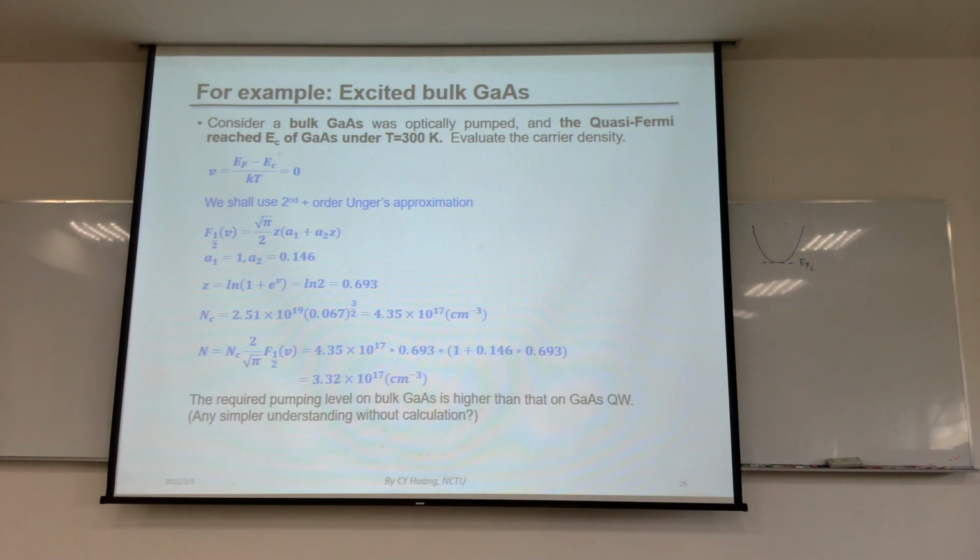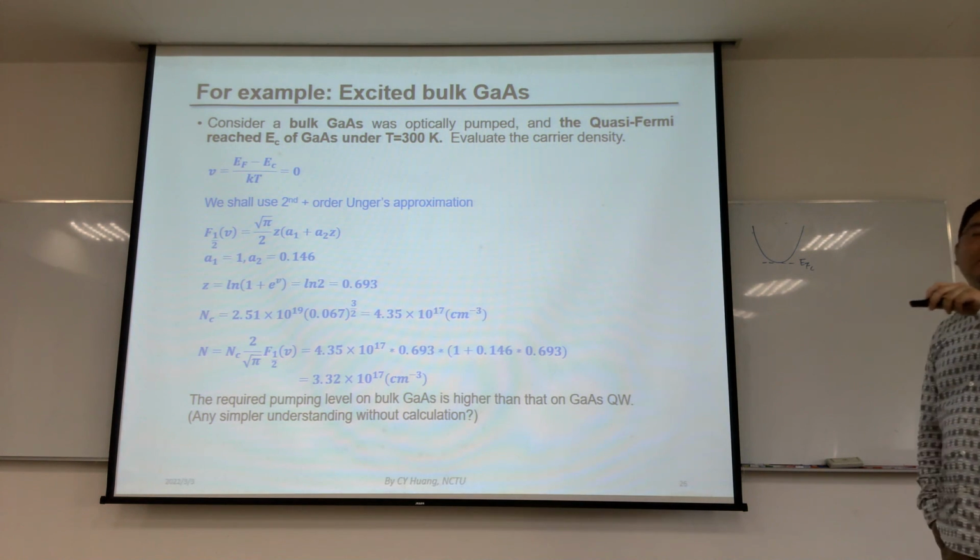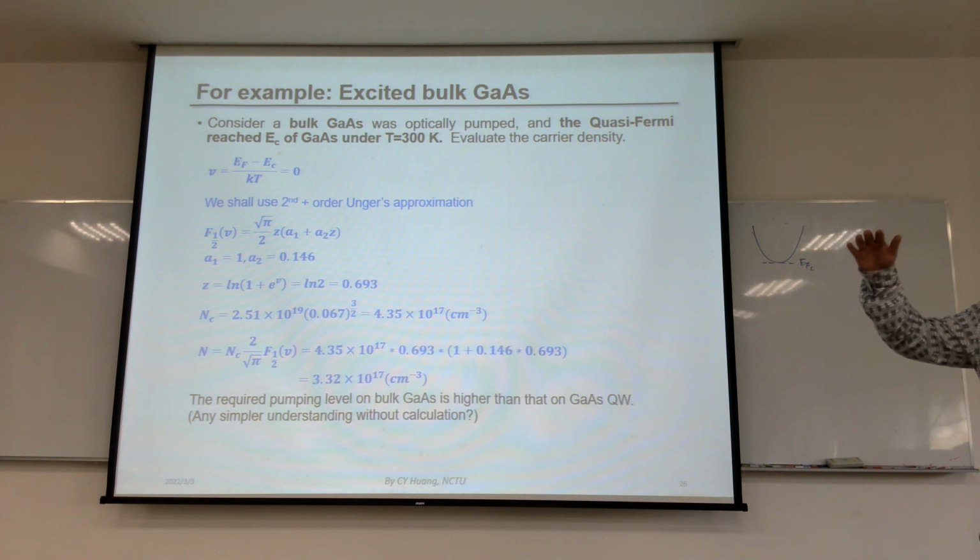Can anyone have a very direct explanation why, with the same Fermi level position, the carrier density will be lower in the quantum well case?